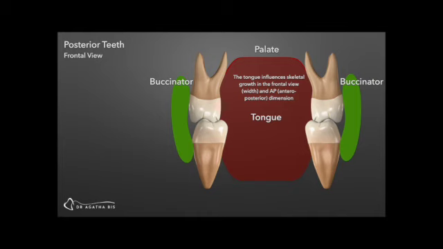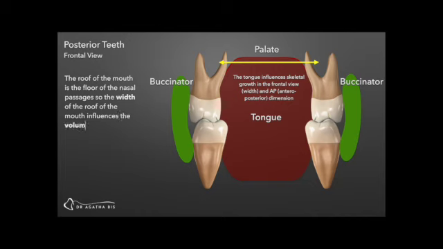So the roof of the mouth is the floor of the nasal passages. So the width of the roof of the mouth influences the volume of the nasal passages. And this is important to understand. And when you start to look at your TMD patients who have narrow arches, you'll also correlate their airway issues and breathing issues and all kinds of other issues altogether. So it's really important to understand how this developed. And people with a narrow maxilla very, very often have difficulty breathing.